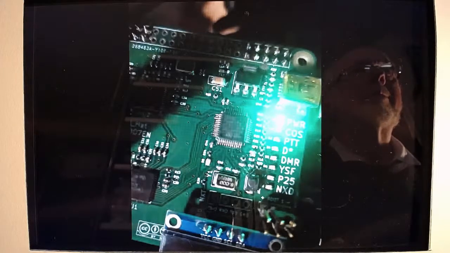Acknowledging Terry, VK3FTJS. VK3AML, Chris, how did you go decoding this image? 19 dB. Interesting printed circuit board. What's this all about? PWR, COS, PTT, D, DMR. Oh, okay. I think I get it.